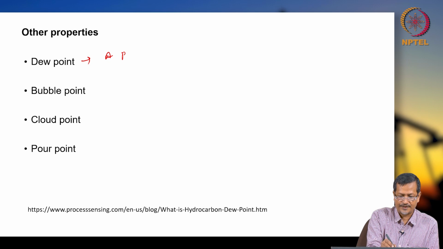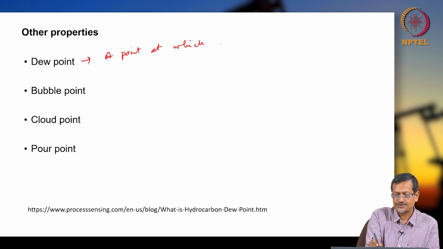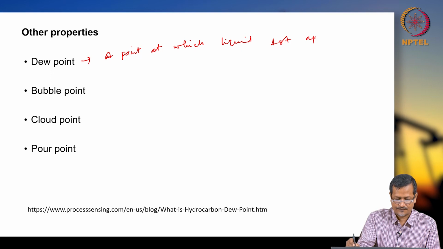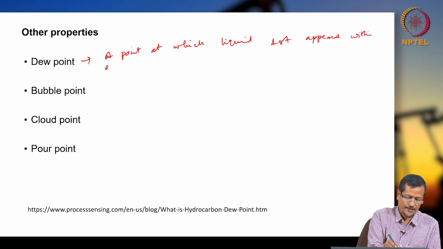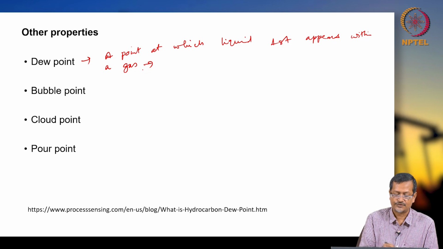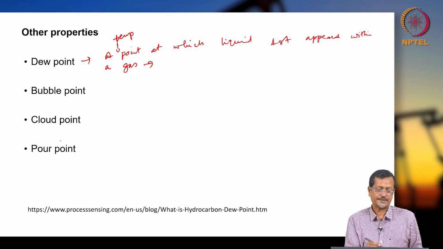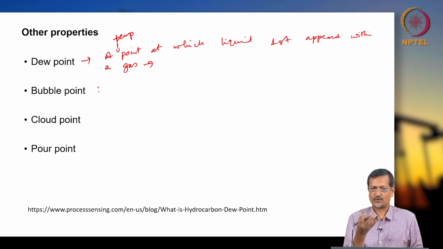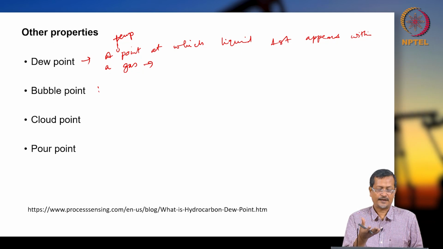A point means temperature at which liquid first appears within a gas. Okay, this is called dew point. So point means temperature. Okay, and bubble point means you have liquid. Liquid can have dissolved gas, low short chain hydrocarbon. Now you are increasing temperature.